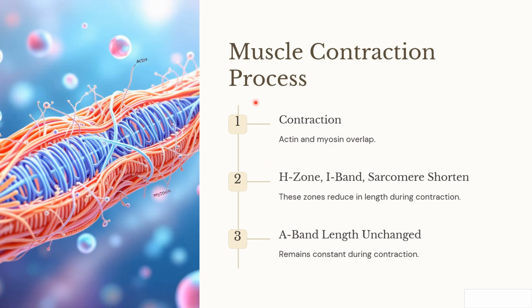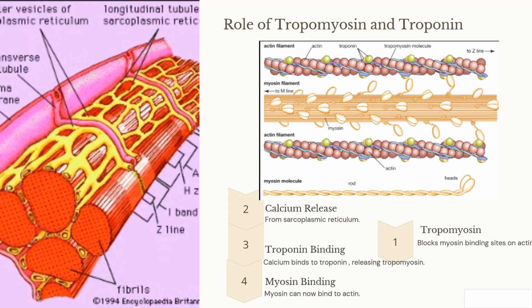How does muscle contraction happen? Muscle contraction happens when the actin and the myosin overlap. During this time, the actin and the myosin come together. Therefore, the H zone and the I band will shorten. But the A band is a length which will remain unchanged. So let's see how this contraction happens.